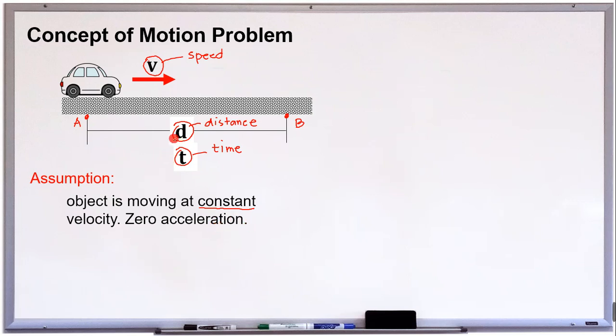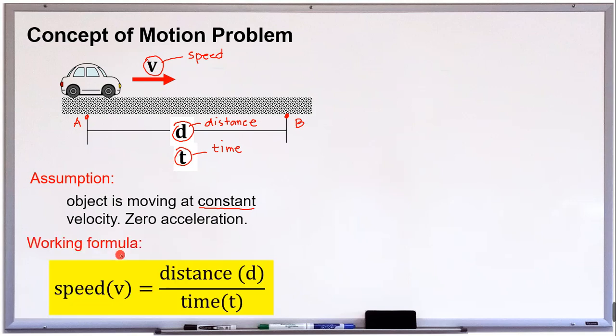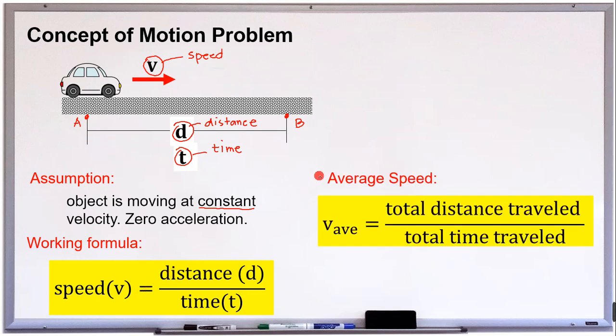Now, how are we going to relate these three variables, the speed, the distance, and the time? We're going to use this working formula in which speed, represented by v, or the rate of change of the distance over time, is equal to the quotient of the distance d and the time t. This is a very powerful formula in solving motion problems. Now we have another concept here for motion problems. This one is very common in motion problems. We have here the average speed.